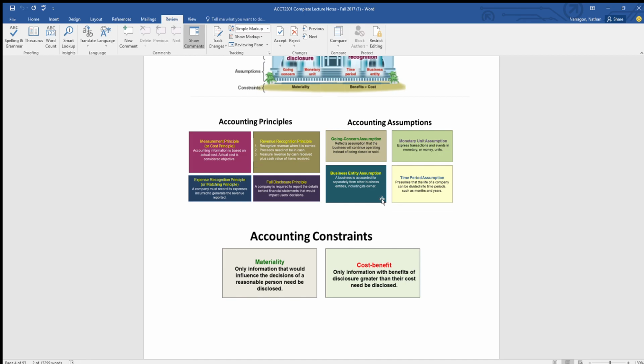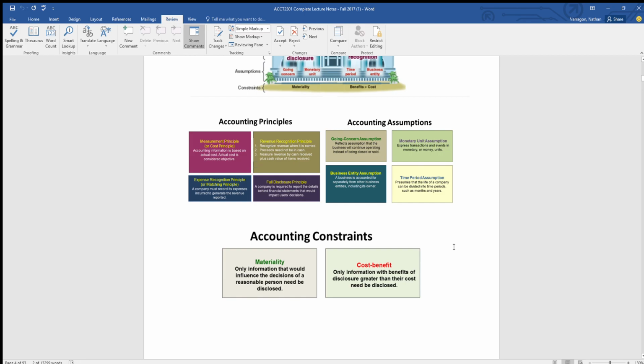And then time period, we basically presume that the life of the company can be divided into time periods such as months and years. Basically, we just assume that it can be in years. It's basically figuring out their financials. Those three, we don't assume too much. It's usually going concern that ends up happening, with basically our seeing if a business is going to go good with the auditing.